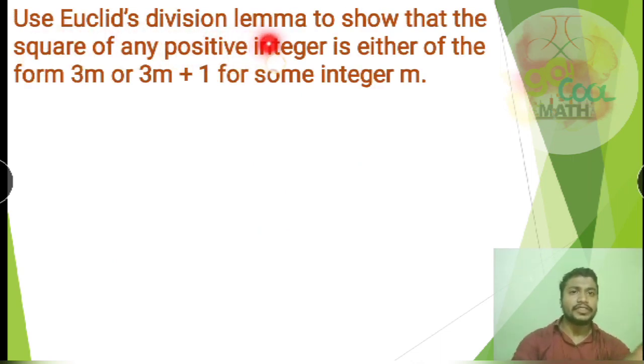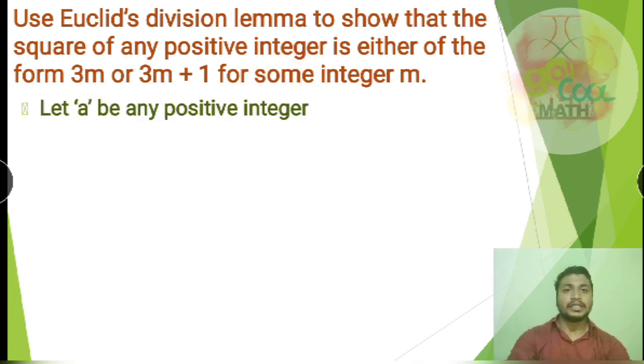Use Euclid's division lemma to show that the square of any positive integer is either of the form 3m or 3m plus 1 for some integer m. We should consider a as only positive integers, not even or odd. It may be 1, 2, 3, 4, 5, 6, etc. Anything, it must be any positive integer. Therefore, let a be any positive integer.